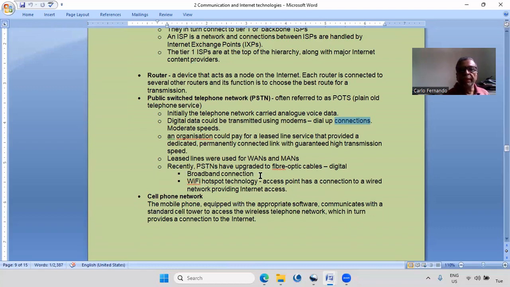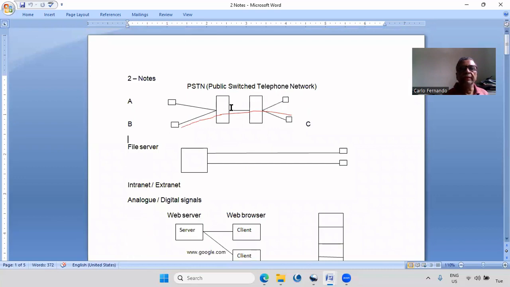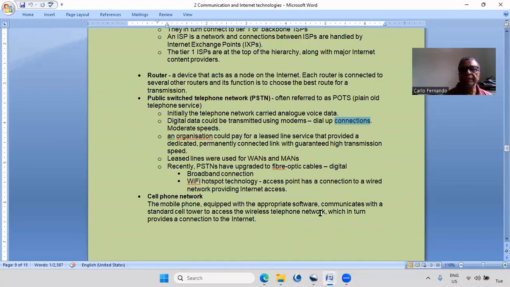Recently, PSTNs have upgraded to fiber optic cables, that is digital. They have upgraded the analog metal cables to fiber optic, which carries digital signals. So there was a big revolution in transmission speeds in the communication field. It came to be known as broadband connection. The bandwidth is very wide, very broad. Bandwidth is the amount of data carried, measured in bps; 100 Mbps is 100 megabits per second.